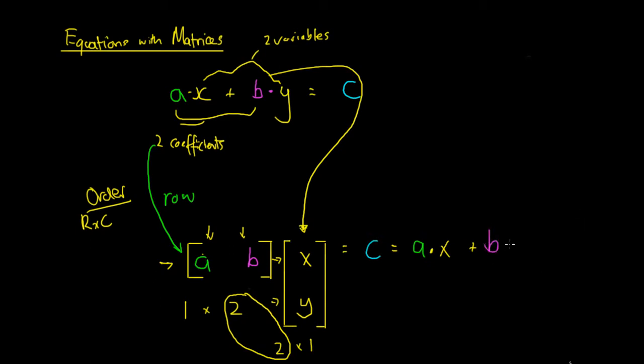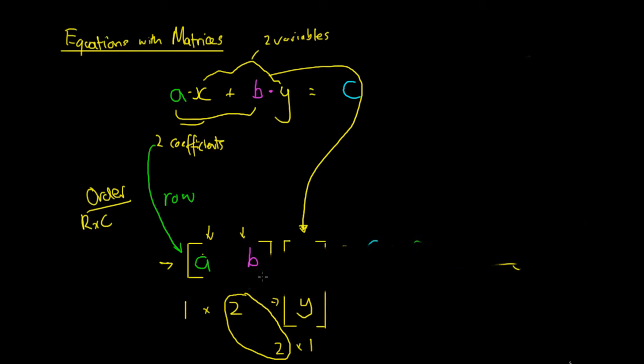B times y. So you can see that if we take these two matrices and just multiply them together, we end up with that equation that we started with. So in order to transform equations into matrices, you take the coefficients, you put them into a row, and then you take the variables and you put them into a column. So that's kind of looking at it with just one equation.